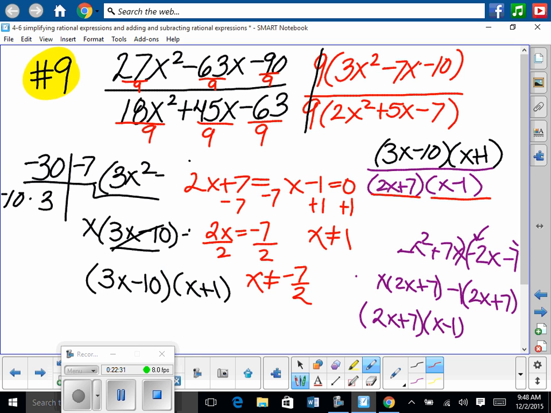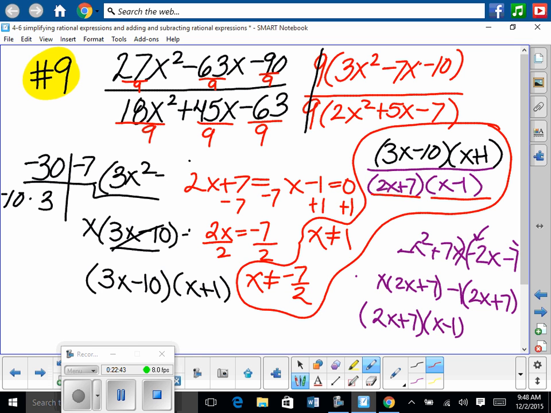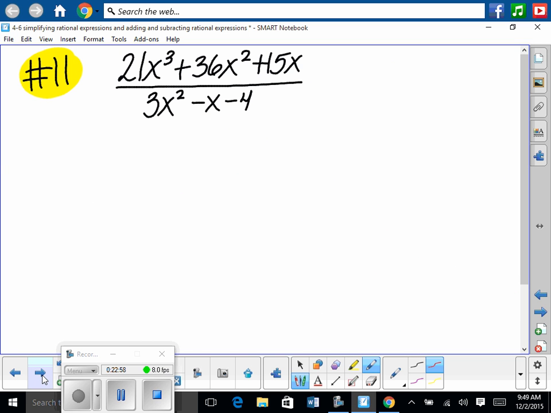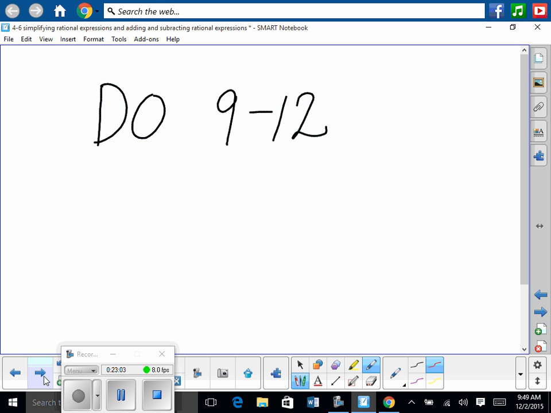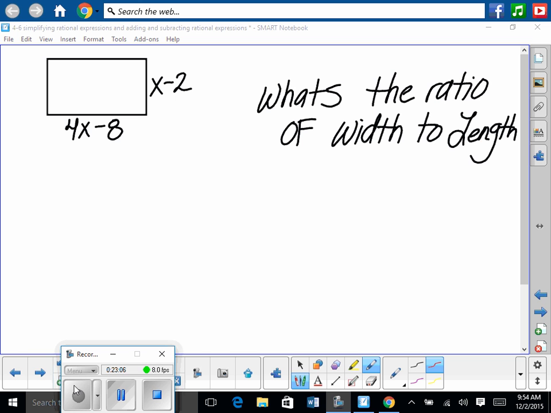And then we divide out exact factors. Are there any exact factors here? Nope. So that's our answer, as long as x is not equal to 1 or -7/2. Questions? Okay. All right. Do you want me to do number 11, or are you ready to just practice on your own? We're good. Okay. Do 9 through 12. Ready, set, go.